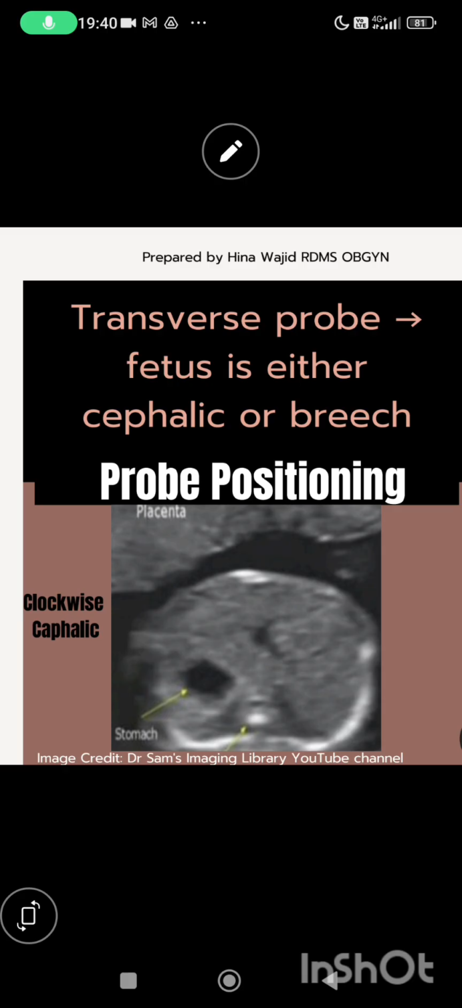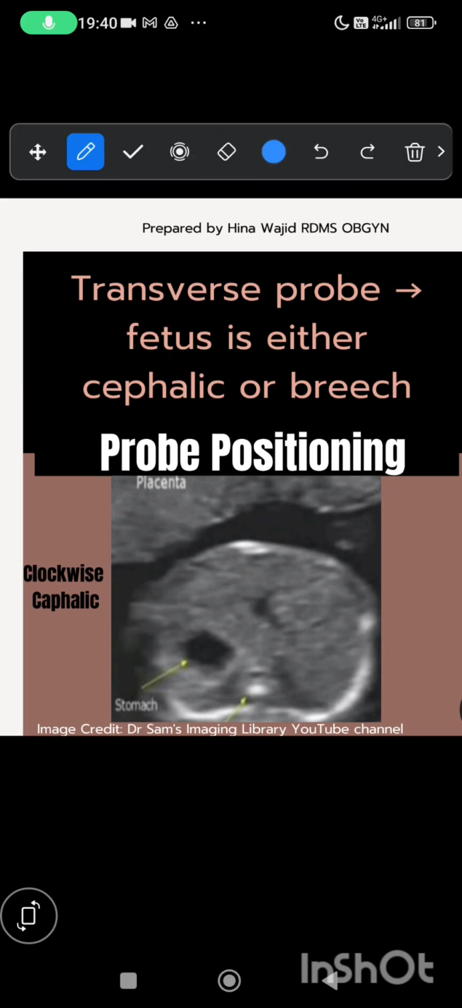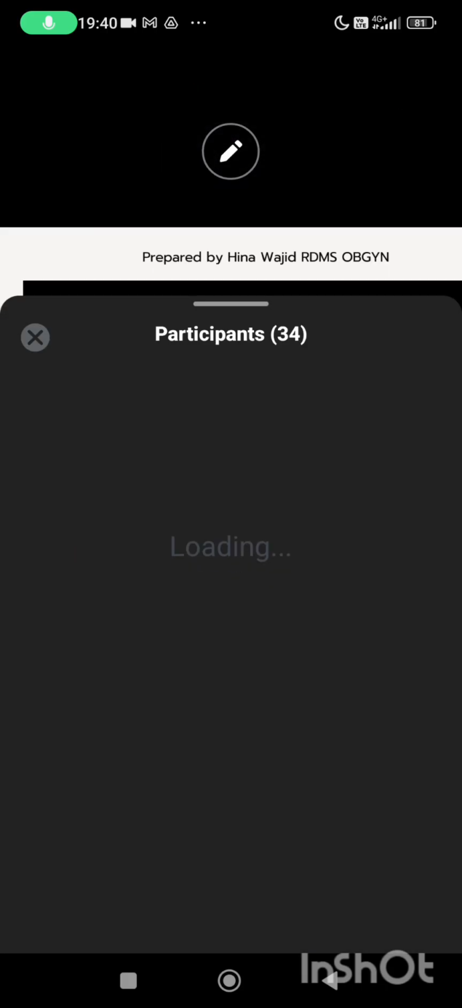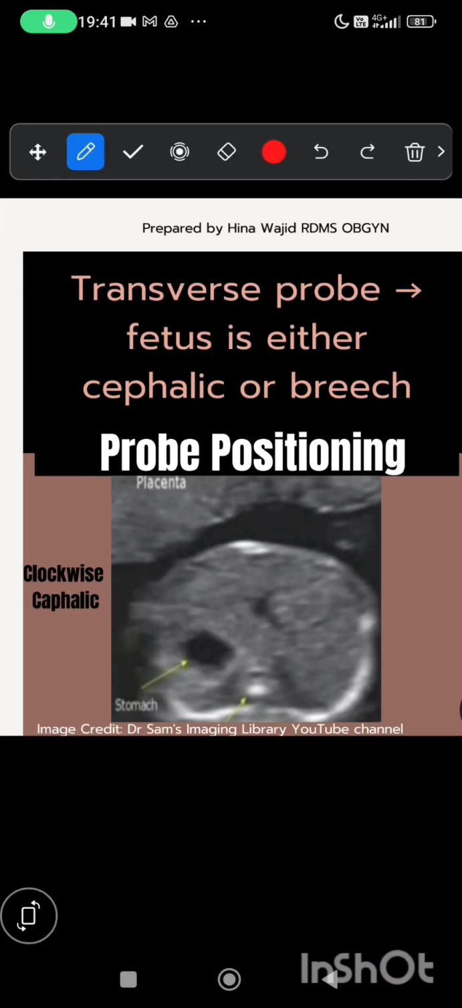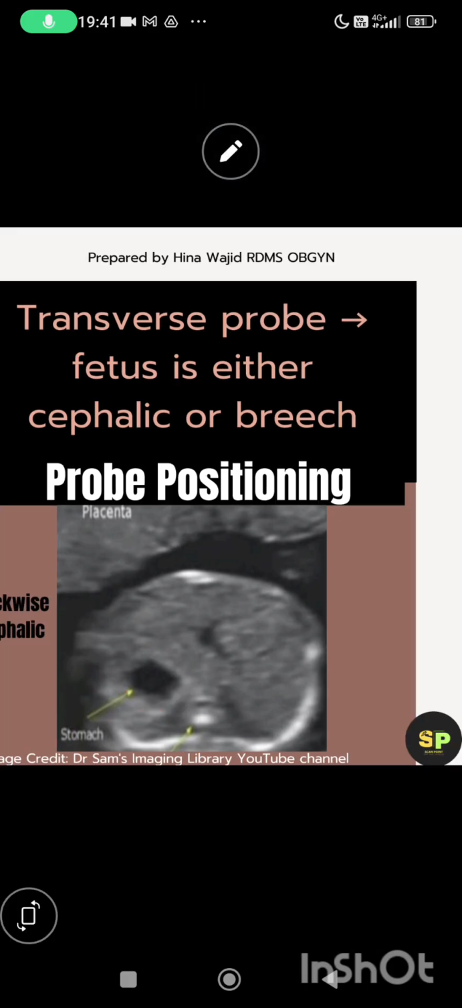Okay. Now here we can see the probe is transverse. So in the exam they will tell you the probe is transverse. So the fetus is either cephalic or breech. Now the relationship here, okay, there was distortion. That's why I muted everyone's mic. So spine, stomach, relationship clockwise. So it's going to be cephalic or breech? Cephalic. Yes, cephalic fetus.